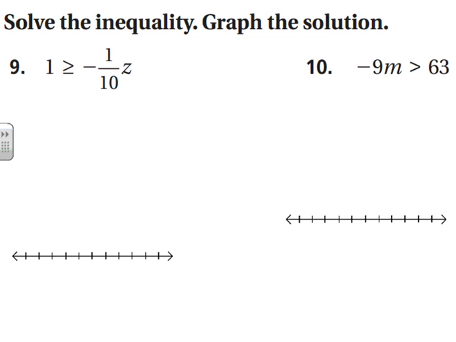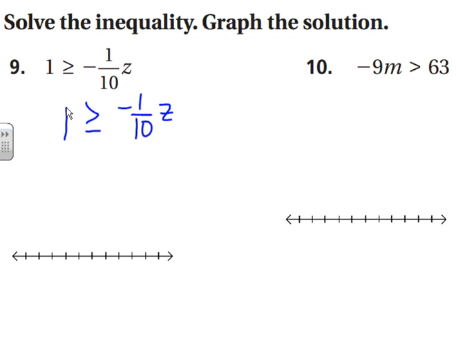All right, number 8. Just like before, rewrite it so we have plenty of room to work it. So 1 is greater than or equal to negative 1/10 times z. Okay, we did learn about multiplying by the reciprocal earlier this year. Reciprocal means you just flip your fraction. So instead of negative 1/10, we would have negative 10 over 1.